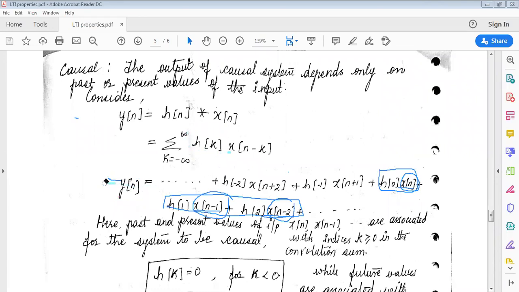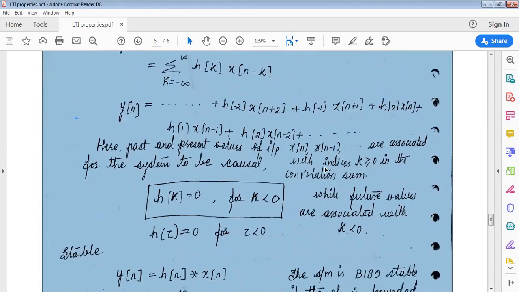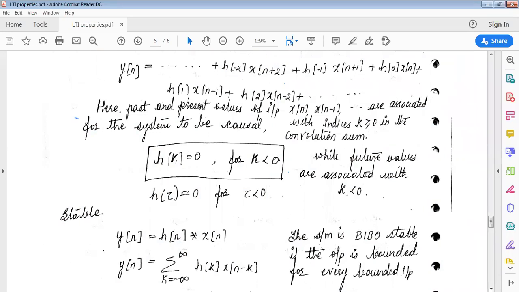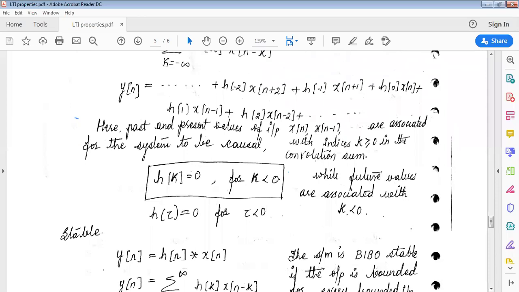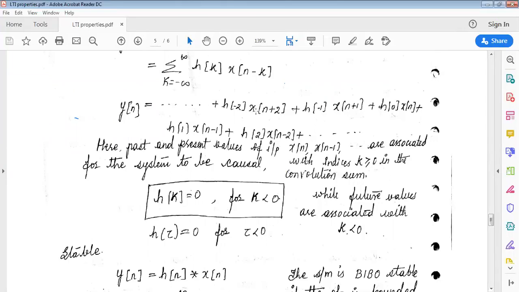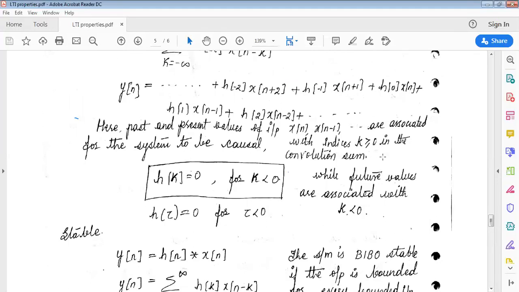So what can be the impulse response which is defined only for positive values of k? That is your impulse response h of k. If I make h of k equal to 0 for k less than 0, then all these future values of the input will vanish. You are left only with the past values and present values of the input. So I can conclude that if an LTI system has to be a causal LTI system, then you have to select the impulse response of that LTI system such that it is 0 for k less than 0. That means it should be defined only for k greater than or equal to 0.